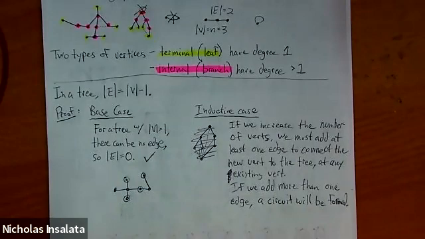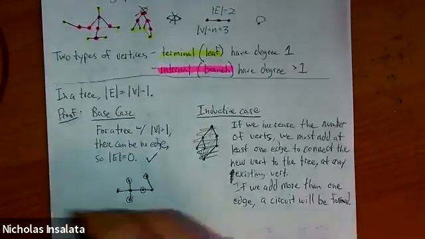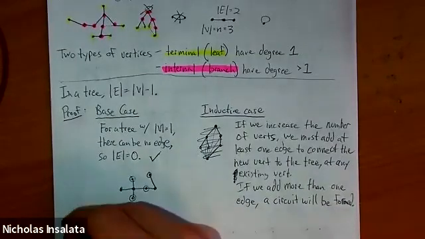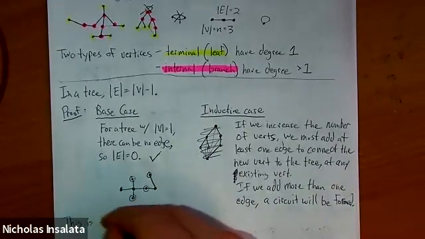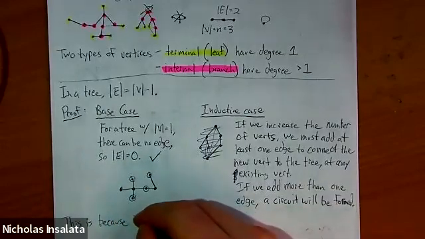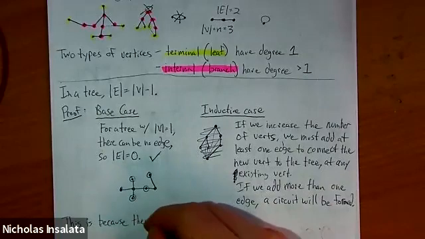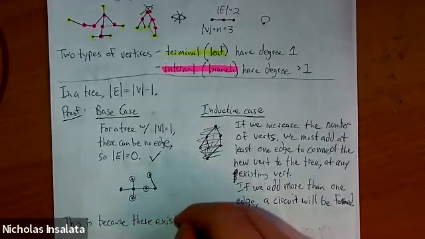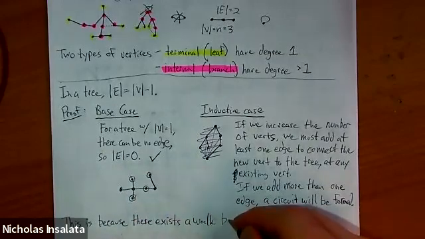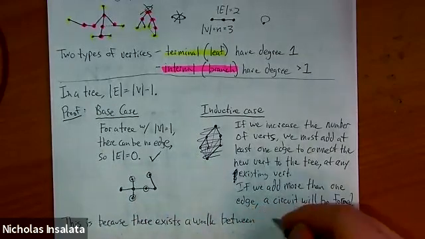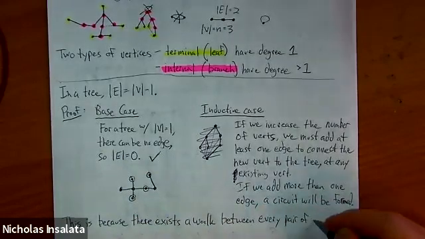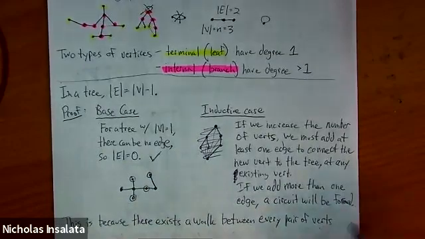People good so far? So let's write that down. Let's come over here. This is because there exists a walk between every pair of vertices, since the graph is connected.